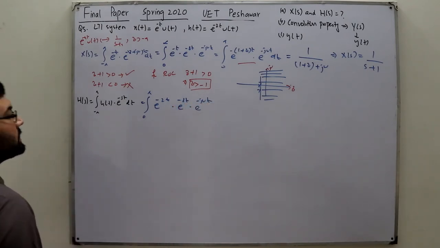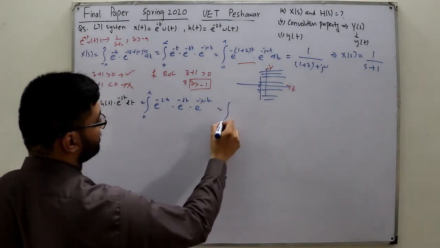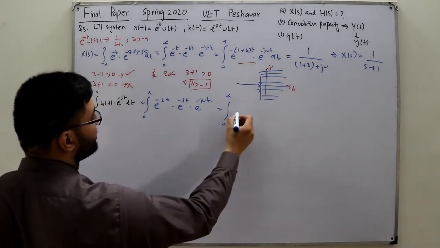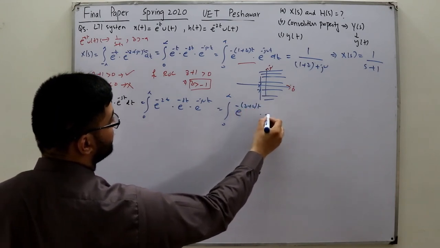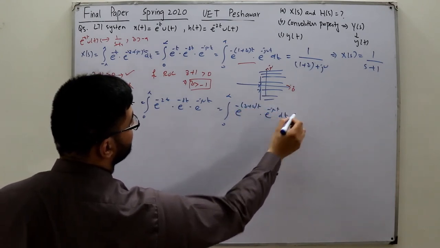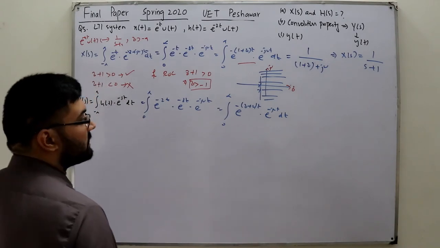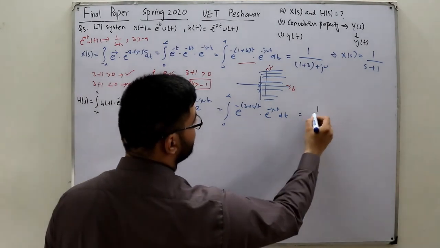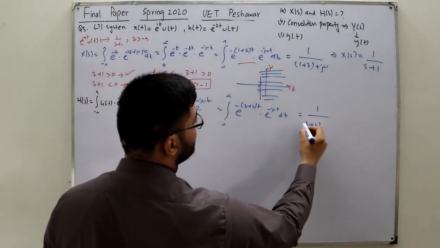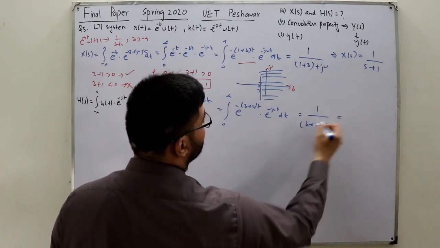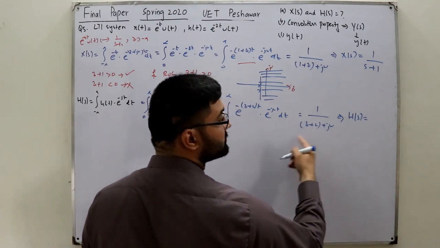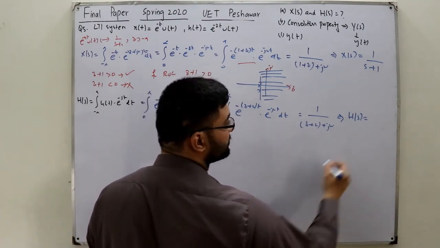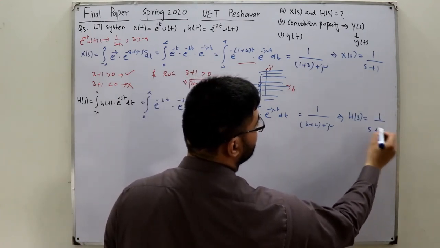You now separate the real and imaginary parts. 0 to infinity, you have an exponential of negative sigma plus 2 into T into exponential of negative J omega T with respect to T. The corresponding Fourier transform, now you know this very well, this would be 1 over sigma plus 2 plus j omega, which means that my H of S has come out to be, S is equal to sigma plus j omega, right? So this would be 1 over S plus 2.